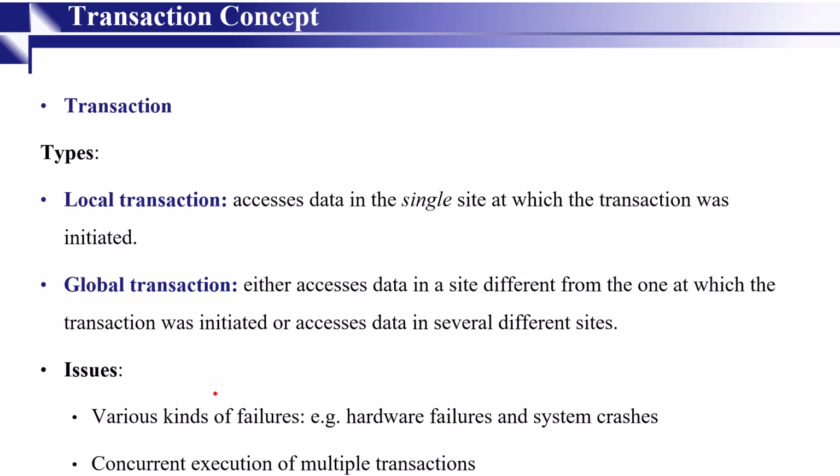Transactions come in two flavors: local transactions and global transactions. Local transactions access data at the site where they start. Think of updating a local inventory database. On the other side, global transactions span multiple sites, like syncing stock across warehouses. Challenges arise here. Hardware failure or crashes can disrupt execution, and concurrent transactions, like two users updating the same record, need careful coordination to avoid conflict. These issues drive much of database system design.